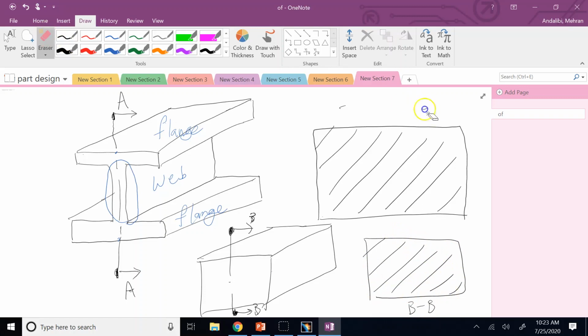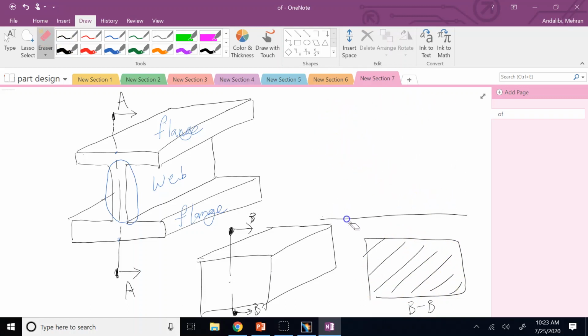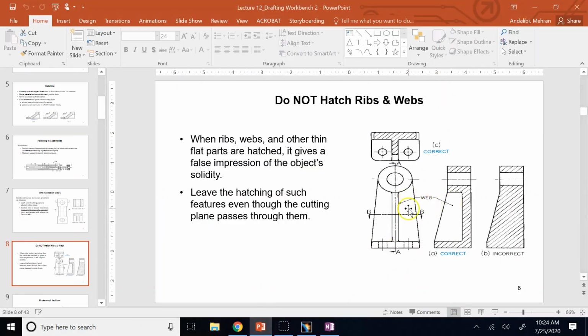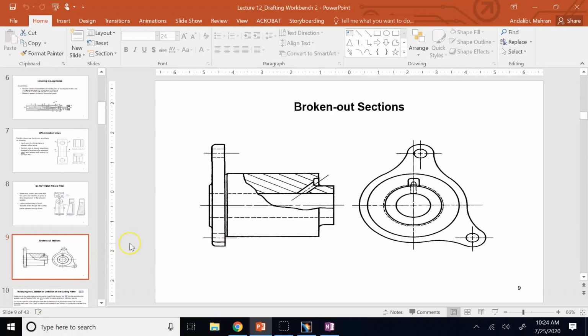But what about AA? So AA is not going to be like that. AA is going to be what? Only the flange part is going to be hatched because it is a wide feature. The web part from here to here, although I'm cutting it, I'm not going to hatch it, okay? So now I know this is an I-beam and this is not a solid cube, okay? So that's the reason we don't hatch webs or ribs. Good.